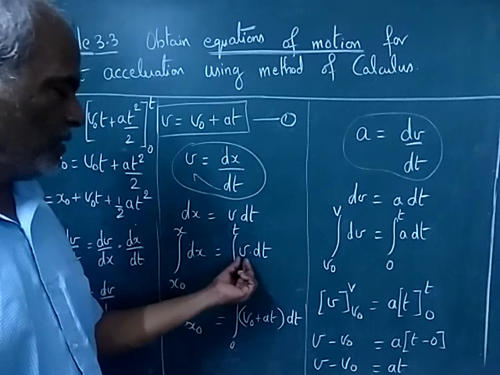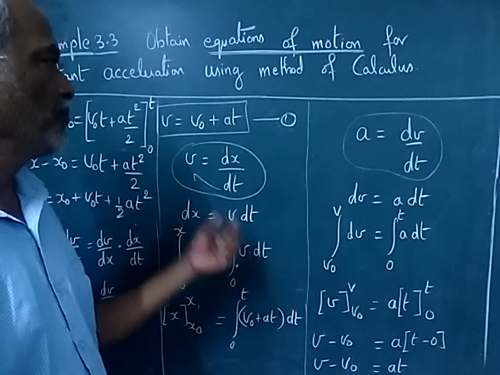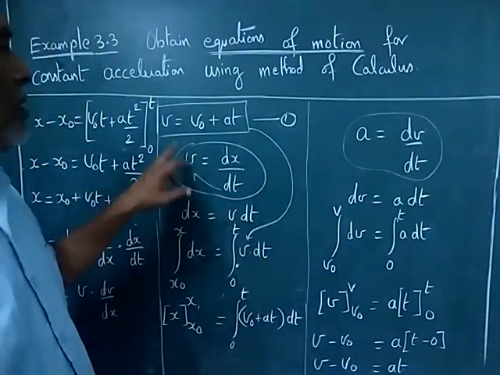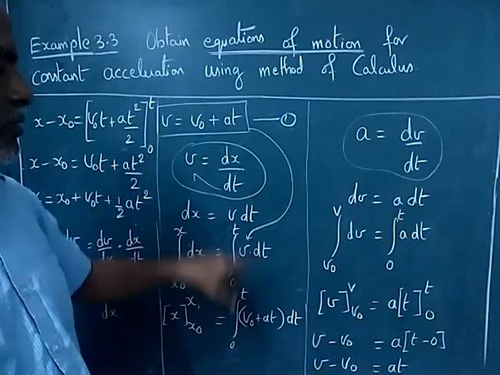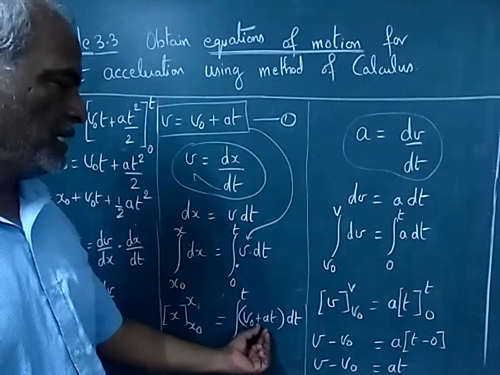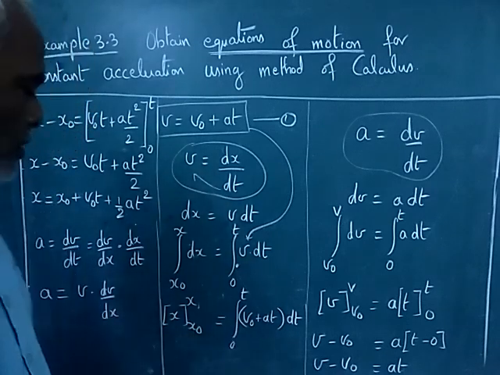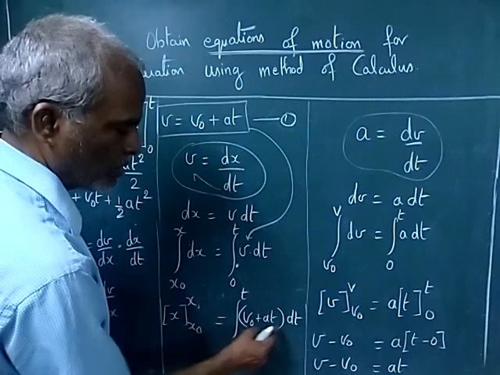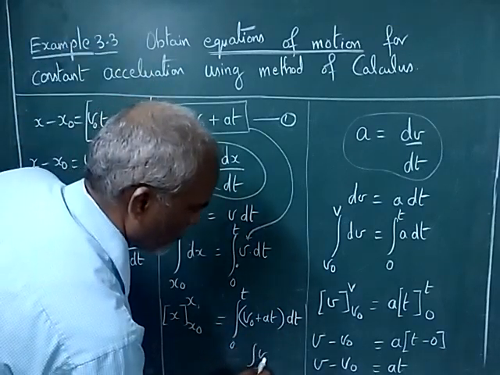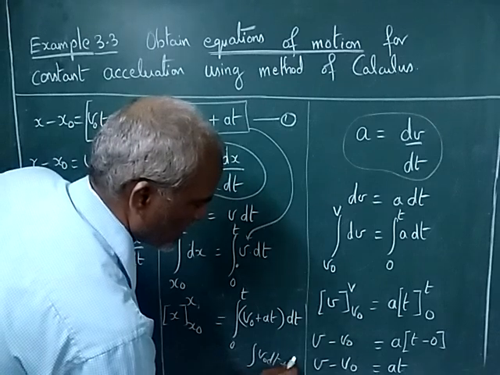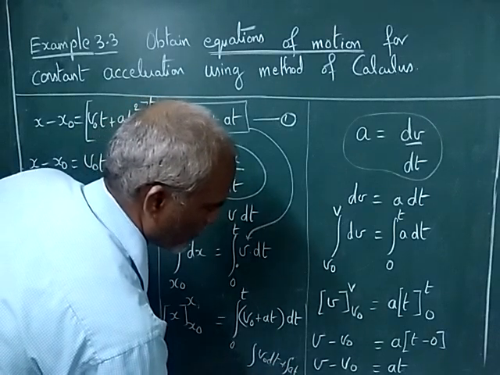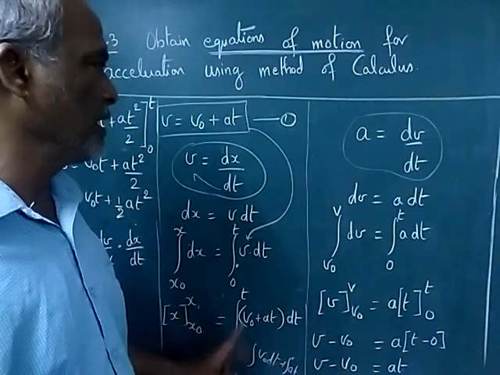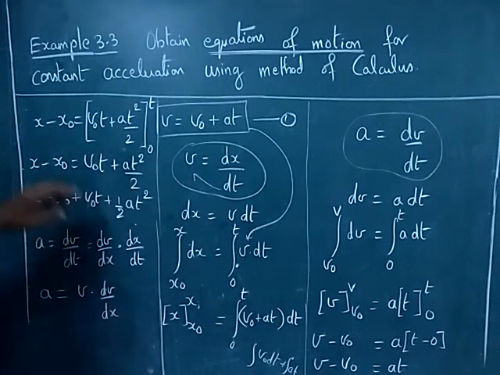Okay, now we have a formula for v. From this equation you substitute the value for v. So v is equal to v0 plus at, you substitute that value here: v0 plus at into dt. Now this integration you can separate into two: the integral of v0 dt plus the integral of at dt. So v0 is constant, so if you integrate dt you will get t. Okay, so that's what is written here.